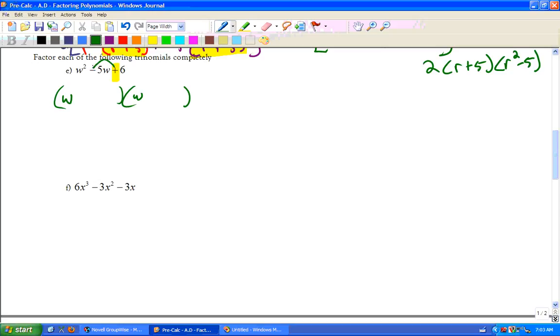And that's when we look to our second term. Since that's a negative, we know both of these terms have to be the same, and they're going to be negatives. At this point, we're just going to figure out factors of 6, and we're going to start placing them in until we know that they add together to give us our b value.